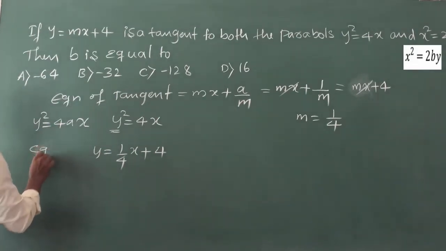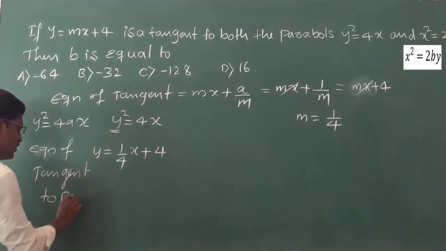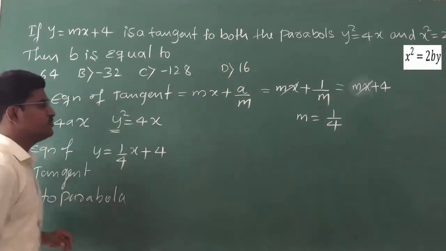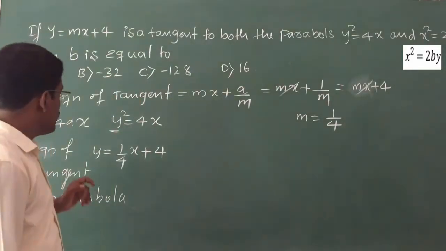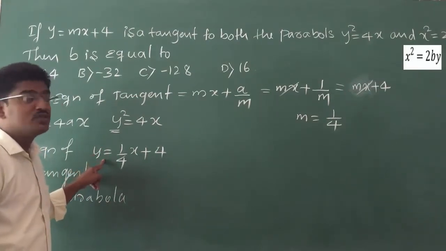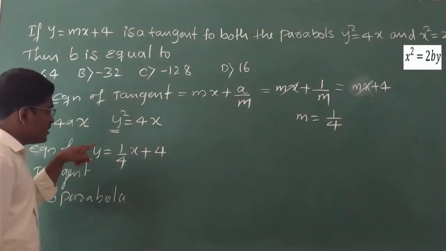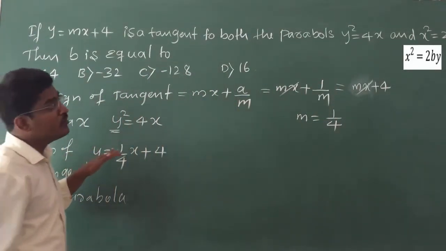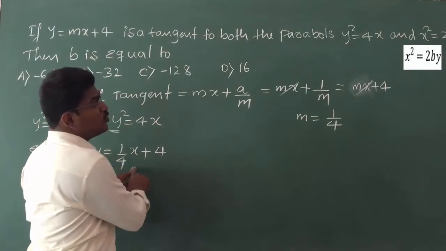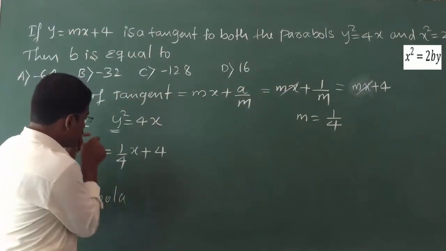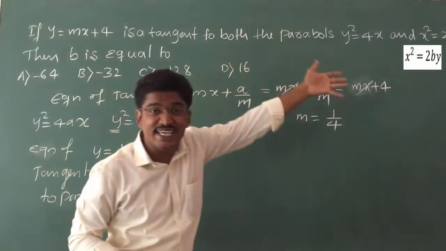This is the equation of tangent to the parabola, y equal to 1 by 4 x plus 4. So now I know the relation between this tangent to the parabola and your first equation, that is again a parabola. Now this is also the tangent to the parabola for your second equation, that is x square equal to 2by. So now if I want to calculate the value of b, I have to use this equation with the second parabola, because this is going to be the tangent to the second parabola also.